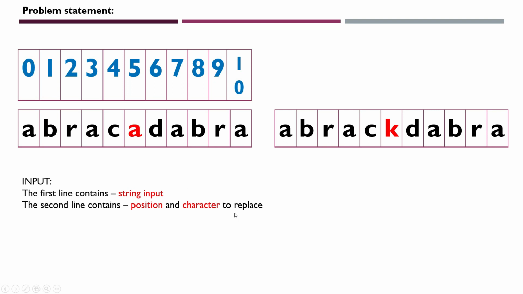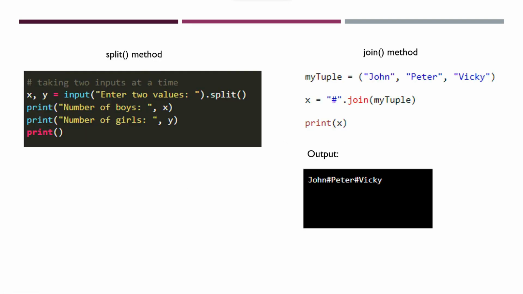This is the question. Before writing the code, I would like you to please refer to these two methods in Python, which are the split method and the join method. Usually the split method is used to take two inputs from a single line. If you observe here, x, y = input("enter two values").split(). If we enter two values with spaces, they are assigned to x and y.